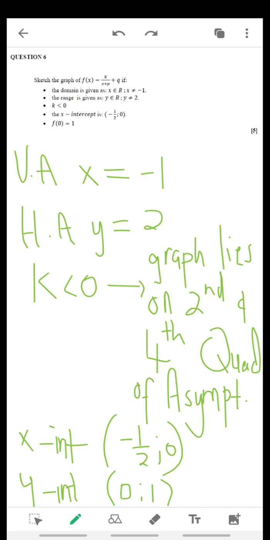So I've got two things now. I've got p, I've got q, and I need k. But what did they tell me? They said k is less than 0, meaning k is negative. Remember, the value of k will tell us where the two pieces of the function will lie, in the second and fourth quadrants, or in the first and third quadrants. If it's negative, then we are in the second and fourth quadrants. Very, very important. And then we are given the x and the y intercept.